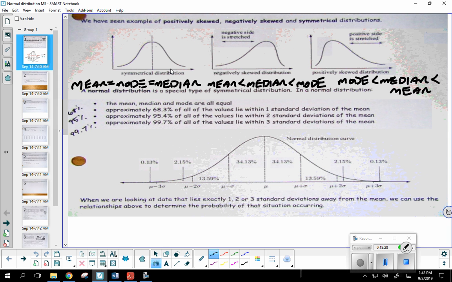Now, normal distribution is a special type of symmetrical distribution. In a normal distribution, the mean, median, and mode are equal, just like I had written out there. Now, these percentages are going to change. If you're in a stats class, then you're going to use those exact decimals. But IB, as I've said many times before, kind of does things a little different.